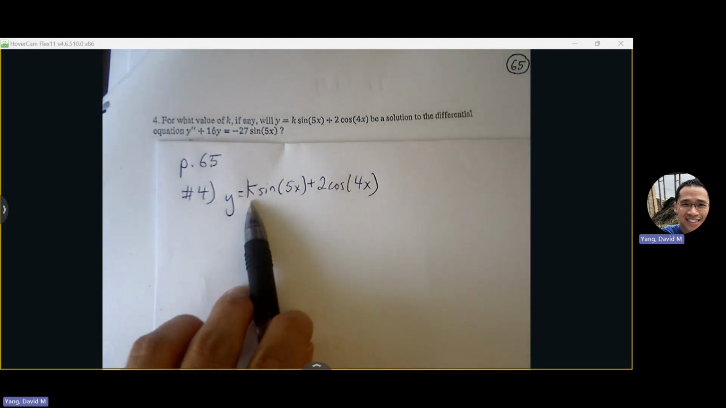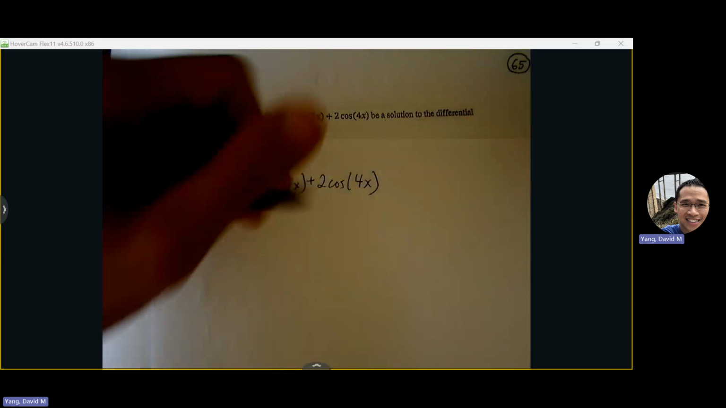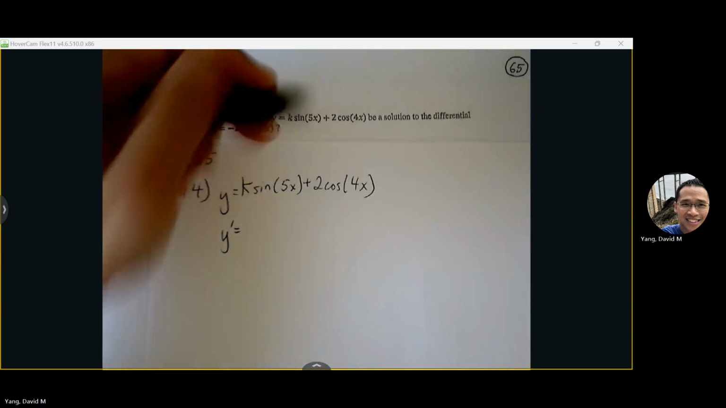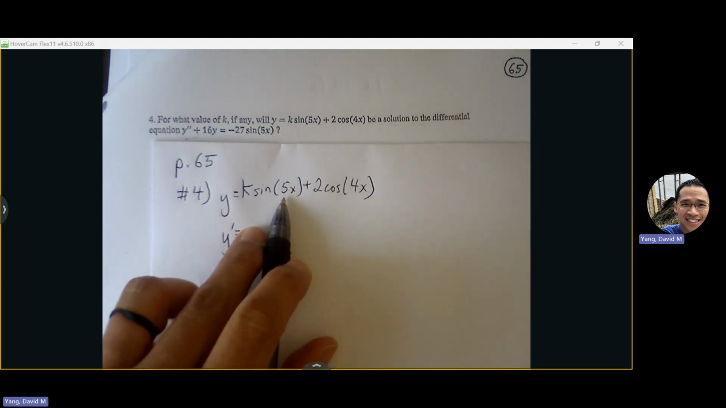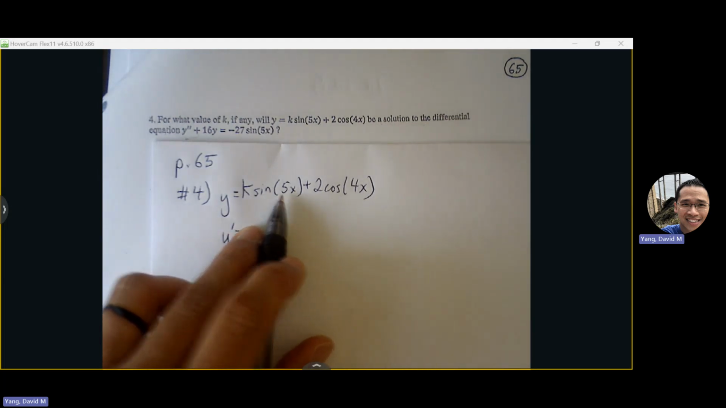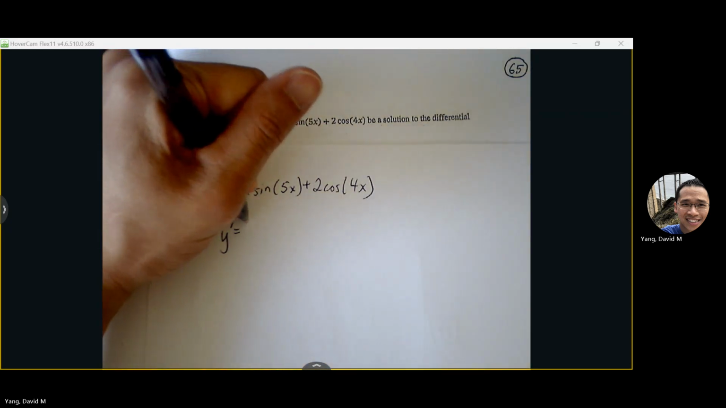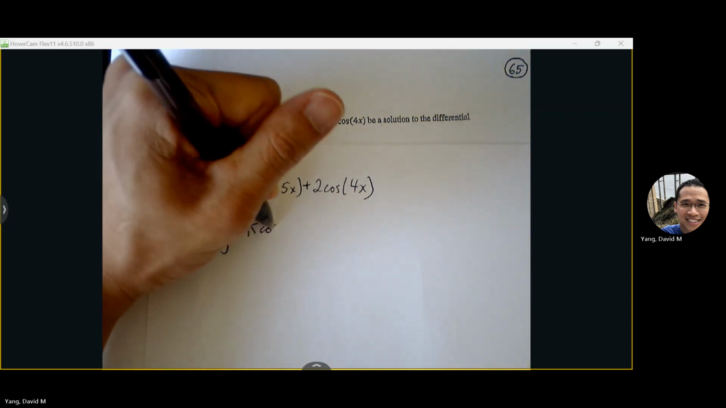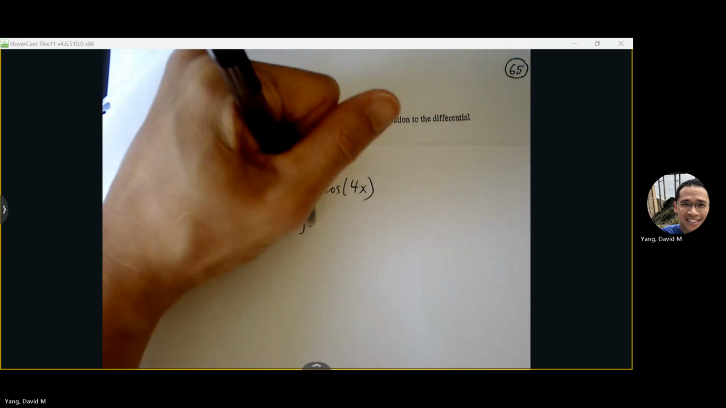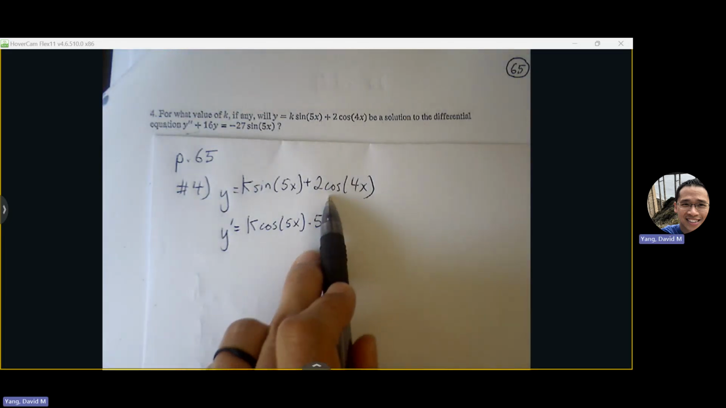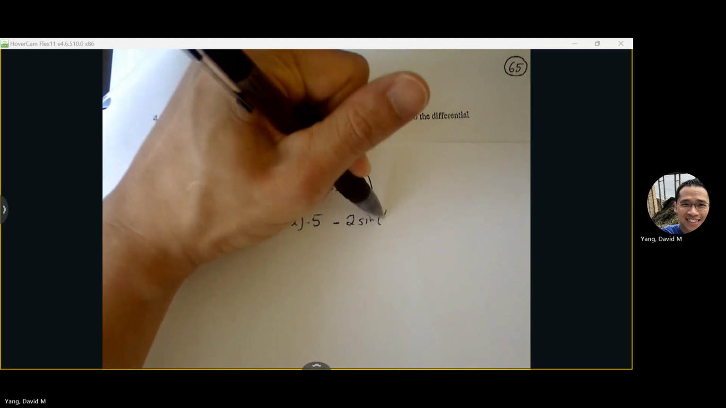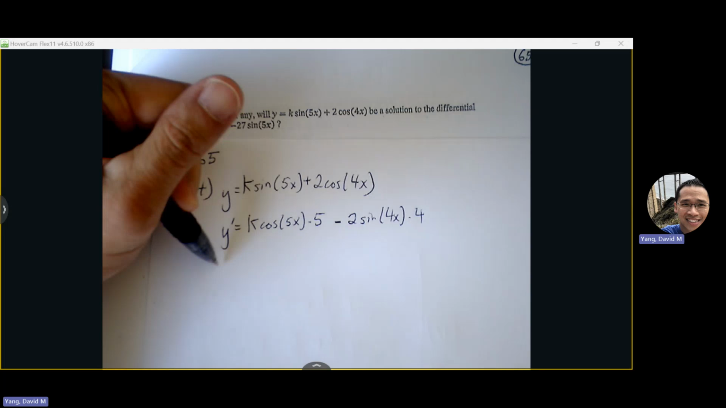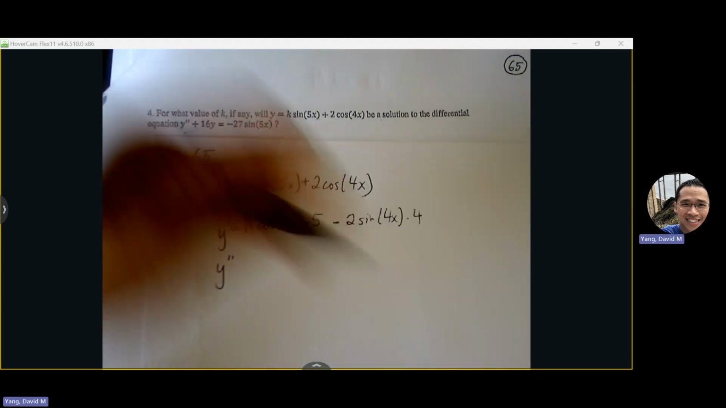So remember, treat k like you would a coefficient. It's just some number like a 2 or 3. But that k is going to stay because it's attached to a function. And the sine of u becomes cosine of u times u prime. And then cosine of u becomes negative sine of u times u prime. Let me clean this up, and then we can make our way down to y double prime.